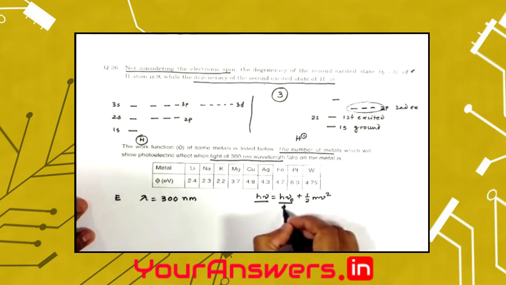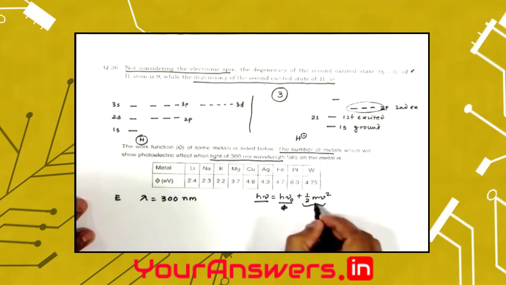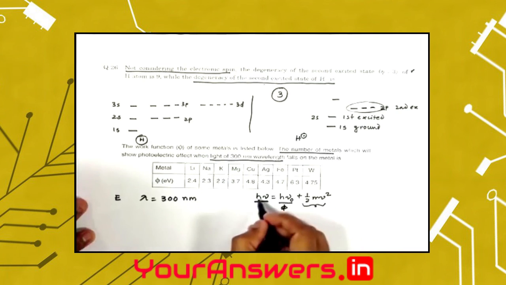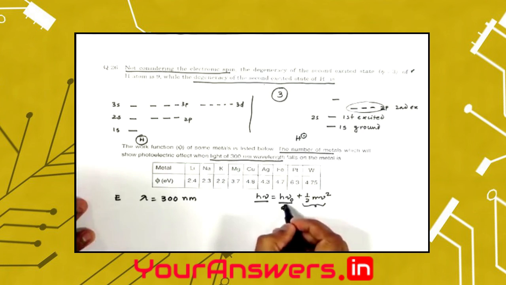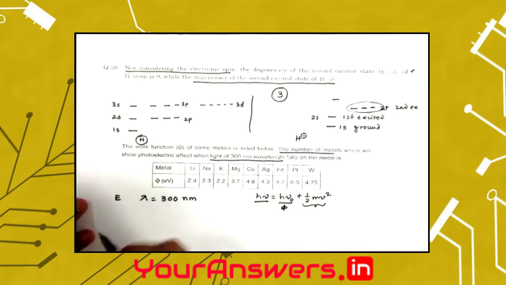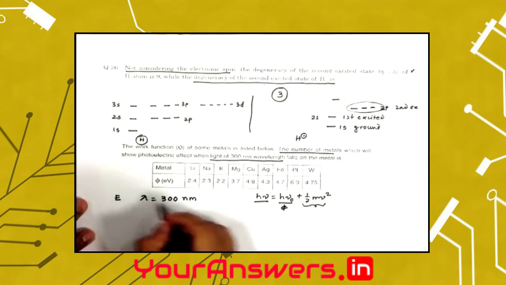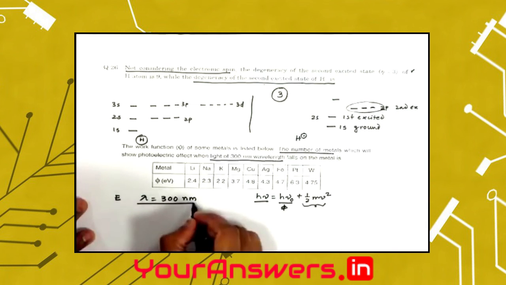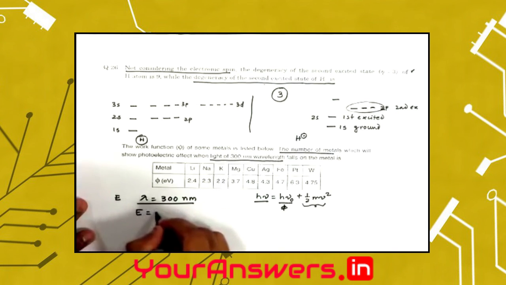This corresponds to the binding energy or the work function phi, and the remaining part of the energy will be used for the kinetic energy of the electron. So, unless the energy of the radiation is greater than phi, there will be no photoelectric effect. So, the question essentially asks us, if lambda is 300 nanometer, what is E?